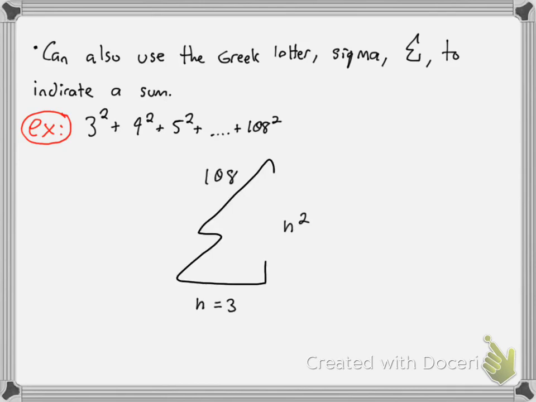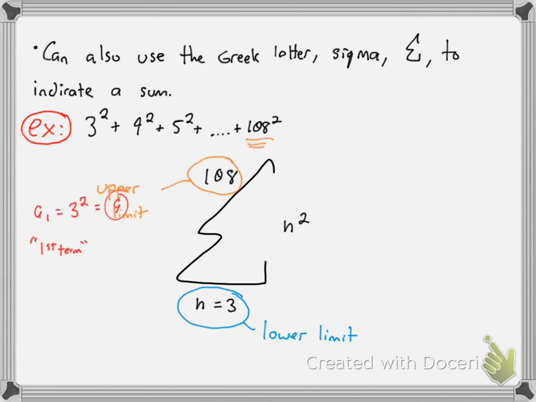So let's break down what all these parts mean. n equals 3 represents our lower limit. Keep in mind that I'm starting with n equals 3. My first term is 3 squared, which is 9. You'll see that in a later example where it's kind of important to distinguish those. Next, my upper limit is 108. So that's what's going to go on the top there.